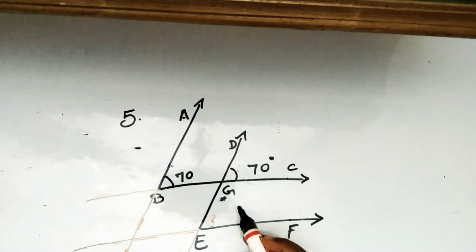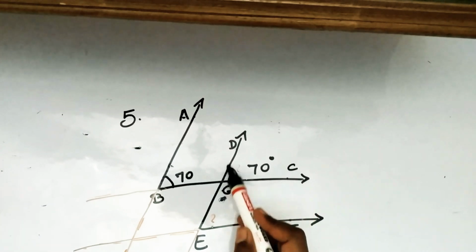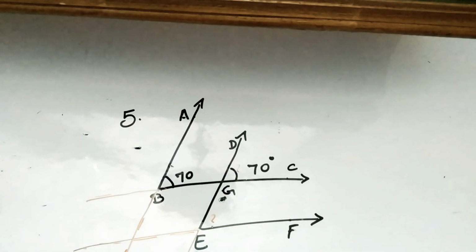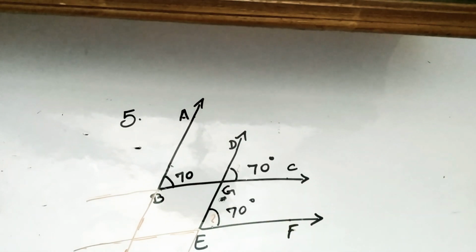Now similarly, angle DGC will be equal to angle DEF. Why? Because they are also corresponding angles. So what you will say? This is also equal to 70 degrees. Simple. Now let's look at the next one.